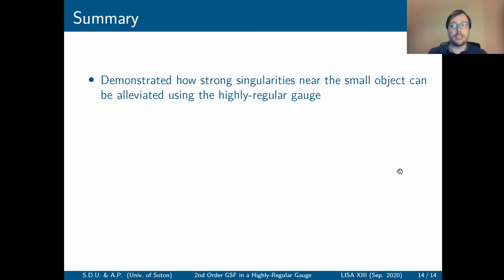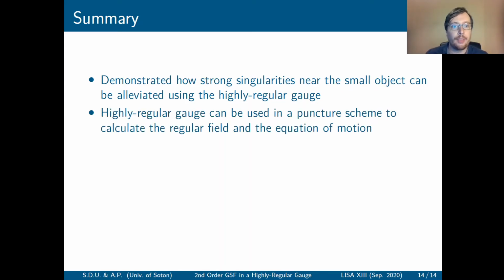So, what have we discussed today? Well, I've demonstrated how strong singularities near the small object can be alleviated using the highly regular gauge. I've discussed how the highly regular gauge can be used in a numerical scheme, such as a puncture scheme, to calculate the regular field and the equation of motion of the system.